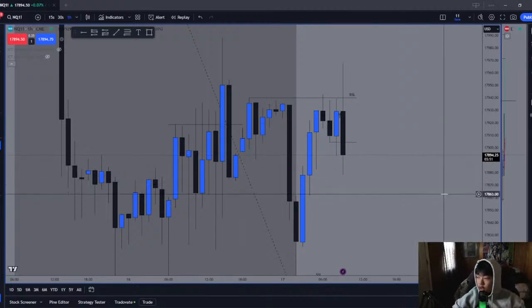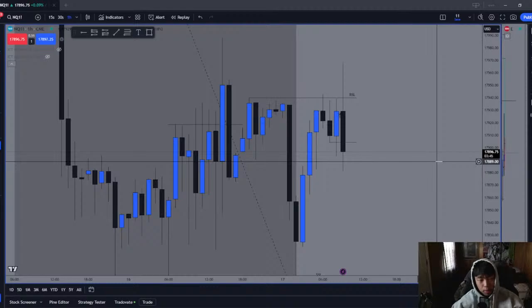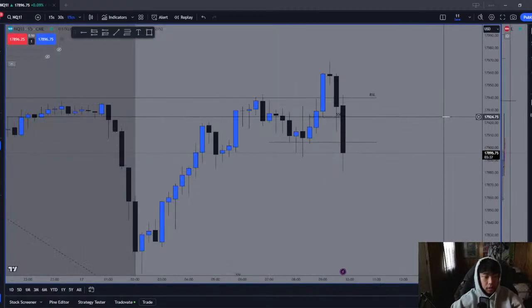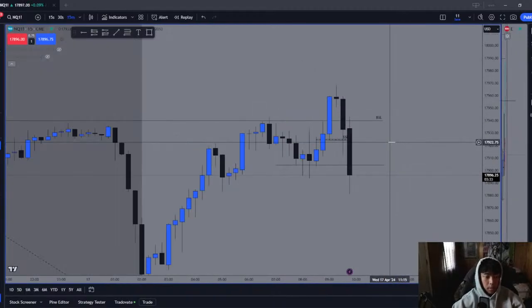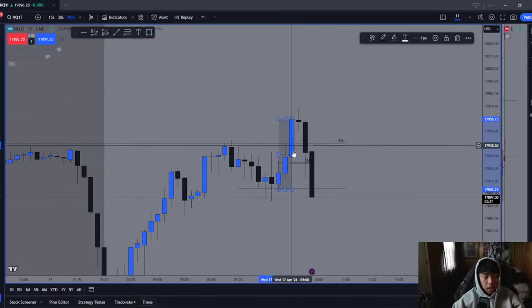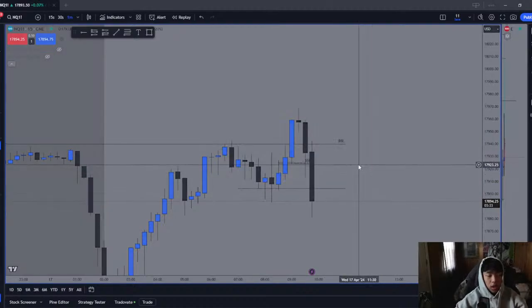You use ICT concepts? Yes, I do use ICT concepts. I use liquidity, break of structure, fair value gaps, breaker blocks, order blocks. Then this would look really good if we can get a fair value gap like this candle here. This would be a little unicorn setup, breaker block, fair value gap. That would look so clean.